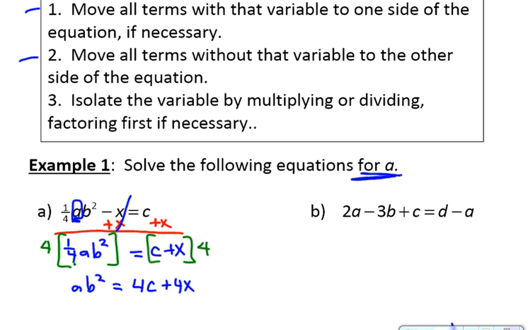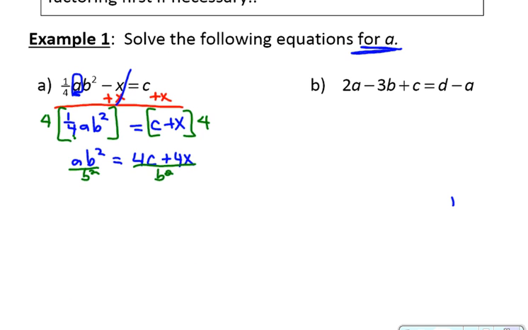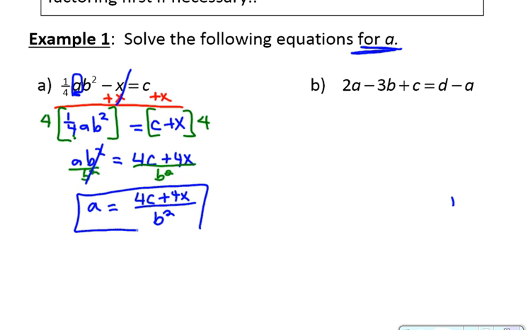Lastly, I need to remove the B squared. And since the B squared is multiplied onto this A, if there's no sign in the middle, that means it's multiplied. To undo multiplication, I'm going to divide it. So I want to divide both sides by the B squared. And that will leave us with, on the left side, these are going to divide out. A is equal to 4C plus 4X divided by B to the second power. And that's my answer. It's solved for A.